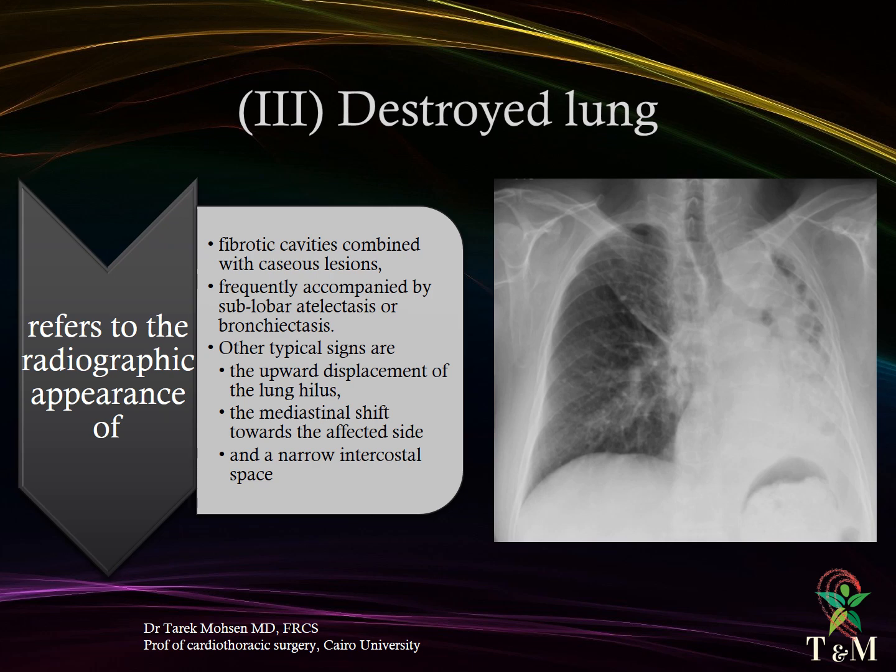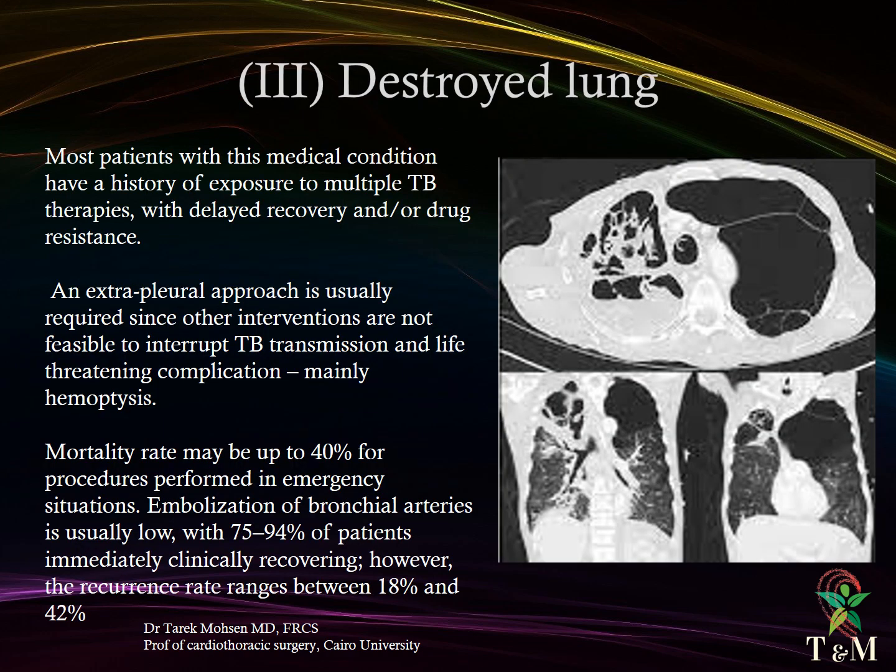Destroyed lung per se refers to the radiological appearance of fibrotic cavities combined with caseous lesions, frequently accompanied by sublobar atelectasis or bronchiectasis. Other typical signs include the upward displacement of the lung hilum, the mediastinal shift toward the affected side, and the narrowing of the intercostal spaces. Most patients with this radiological condition usually have a history of exposure to multiple TB therapies, delayed recovery, and/or drug resistance. Usually the main presentation is hemoptysis, and they may present on an emergency, urgent, or elective basis.